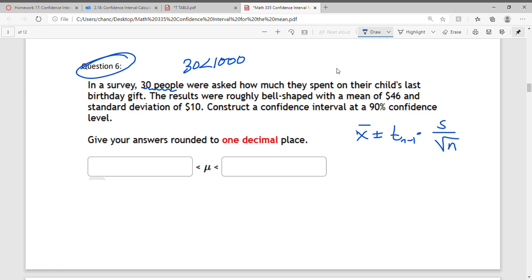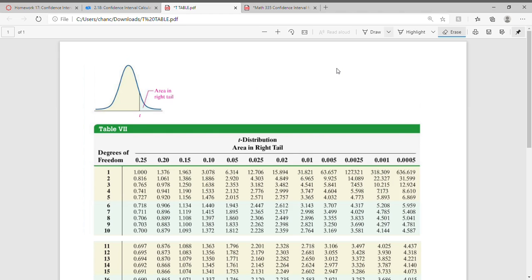Now in this case, we know that the sample mean is 46, so x bar must be equal to 46. To find t sub n minus 1, we'll have to go to our t table. Now in our t table, I want to find the value of t for a 90% level of confidence.